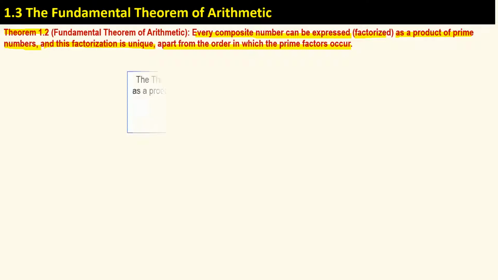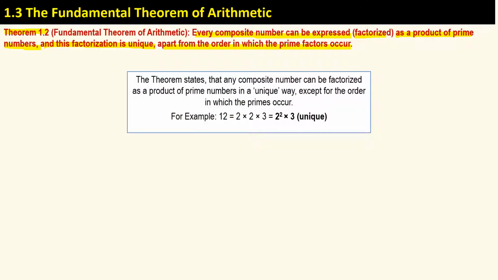So basically it can be stated in other words as well. We can say that the theorem states that any composite number, any number you can think of, if it is a composite number, can be factorized as a product of prime numbers in a unique way. And the unique way will be by ignoring the order in which the primes occur.